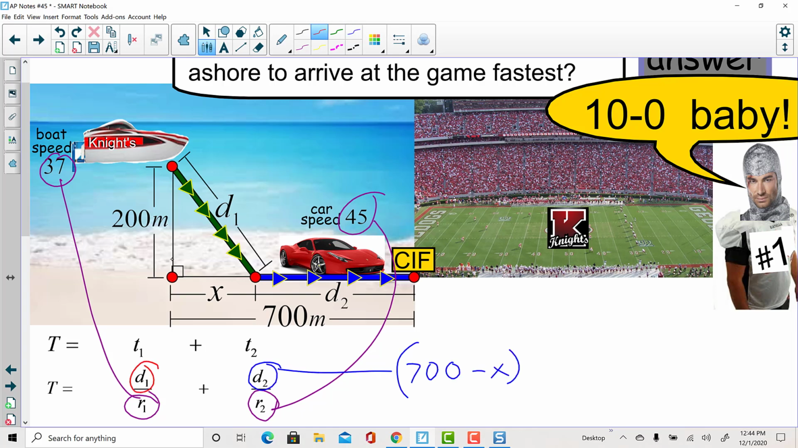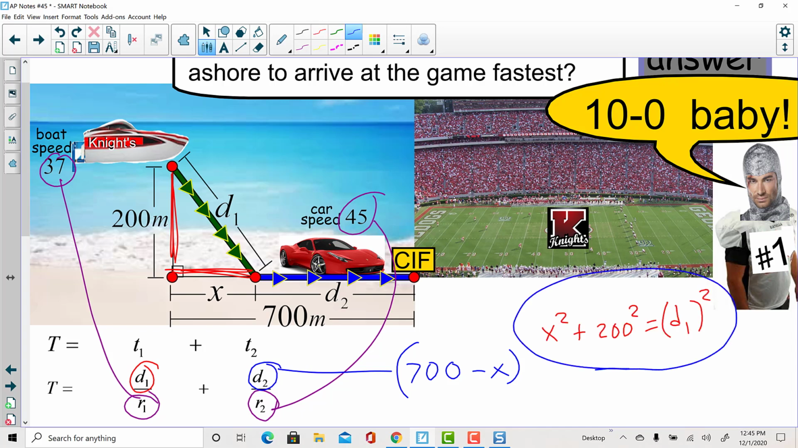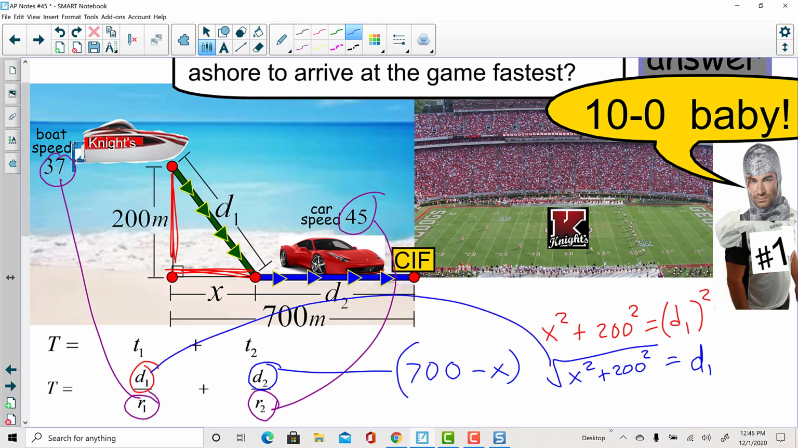For the last one, you have this triangle, and you can solve for d1 if you do x squared plus 200 squared equals d1 squared. Because it's a right triangle, you can use the Pythagorean theorem. Okay, to solve this, we're just going to do the square root on both sides. We know d1 is a positive distance, so we're going to take the positive square root. And that's it. We now have our equation that we can minimize.